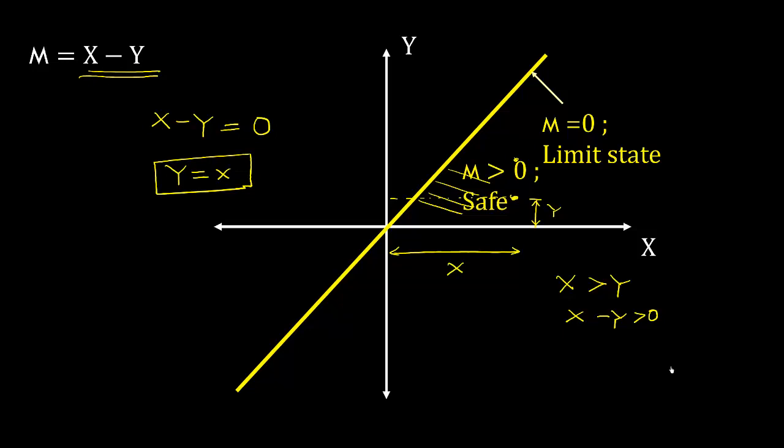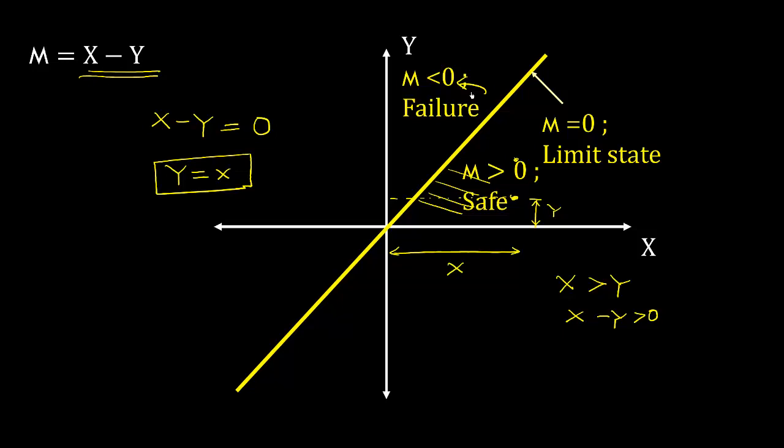On the other hand, this side of the line we will have m less than 0, that is the failure region. So basically we have a limiting state, a safe state, and a failure state. All this is plotted in this graph.